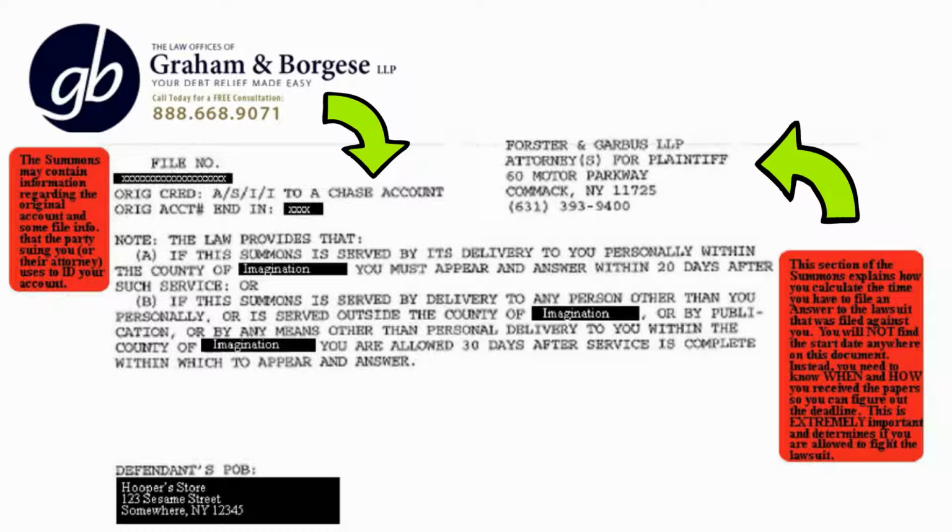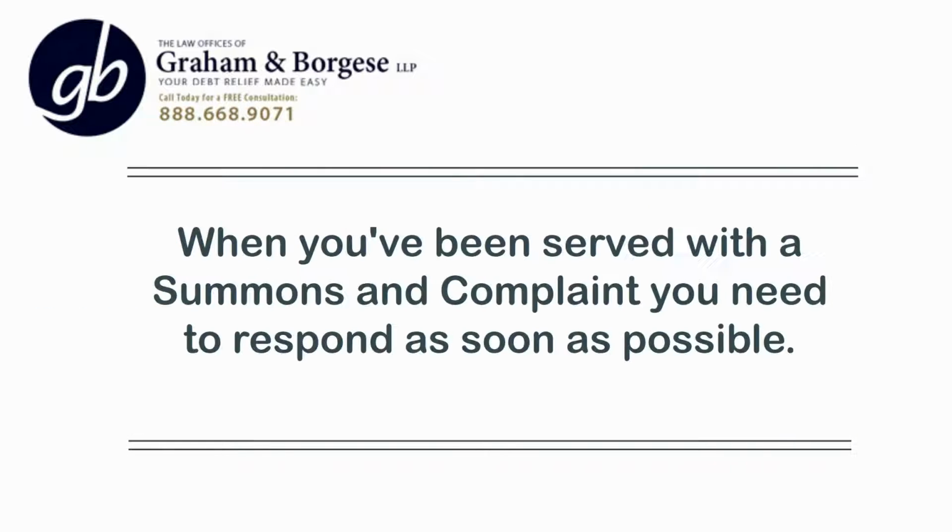This area may contain information regarding the original account and some file info that the party suing you or their attorneys uses to identify your account. This section explains how long you have to file an answer to the lawsuit. To figure out the start date, you need to know when and how you were served. When you've been served with a summons and complaint, you need to respond as soon as possible.